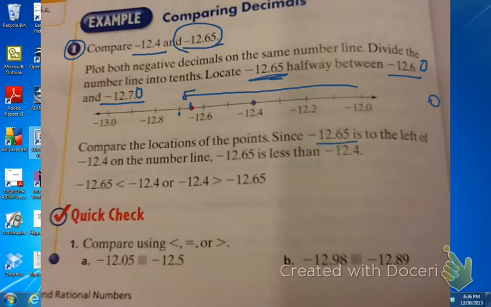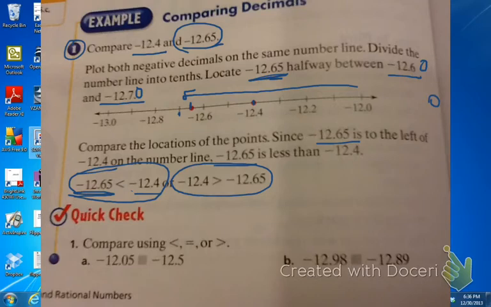So since negative 12.65 is to the left of negative 12.4 on the number line, negative 12.65 is less than negative 12.4. So you could write it like this, or you could also write it the opposite way, say negative 12.4 is greater than negative 12.65. And again, if you were thinking about money, you have less money if you're in debt $12.65 than if you're in debt $12.40.